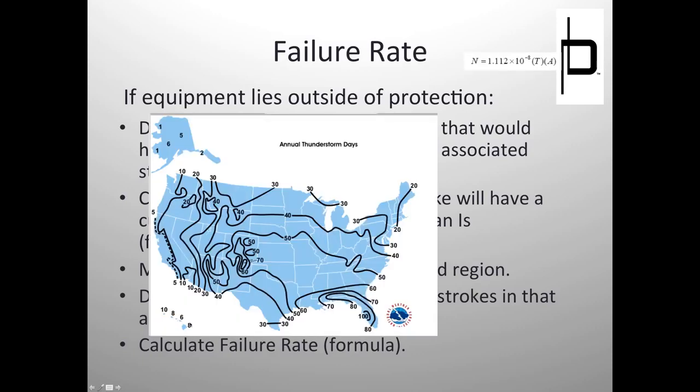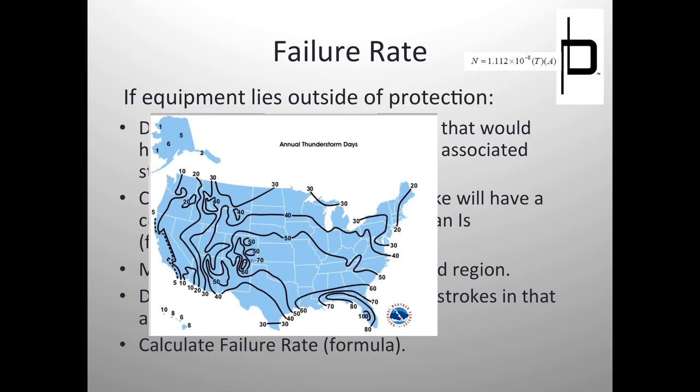This is from the National Weather Service. It's called an isokeraunic level map. You see a bunch of numbers on this map. The numbers represent thunderstorm days. If thunder was heard that day, someone counted it. So out of a year, this is how many days will have at least one strike of lightning or thunder heard. Out of 365 days in a year, along this line, 60 of those days will experience thunder.